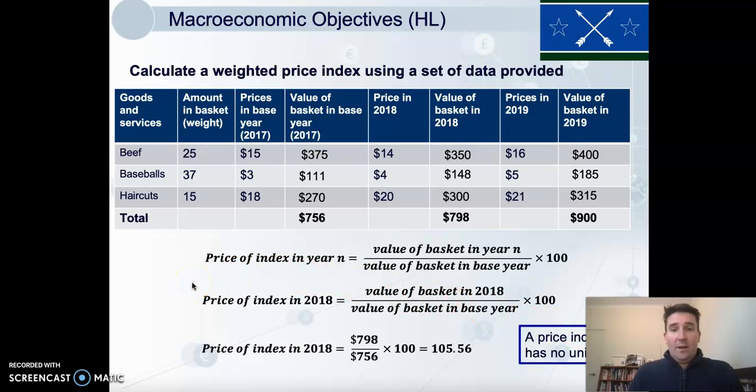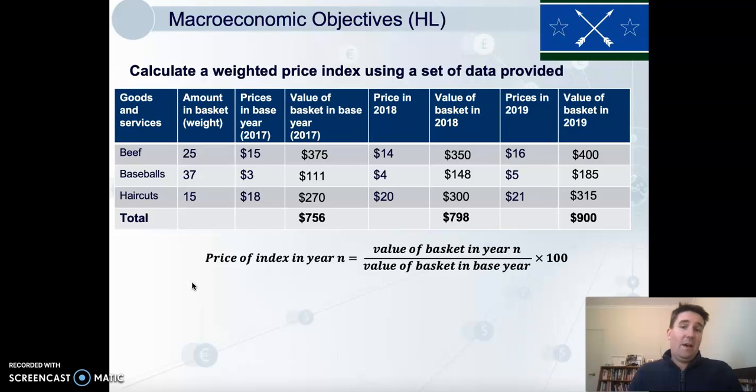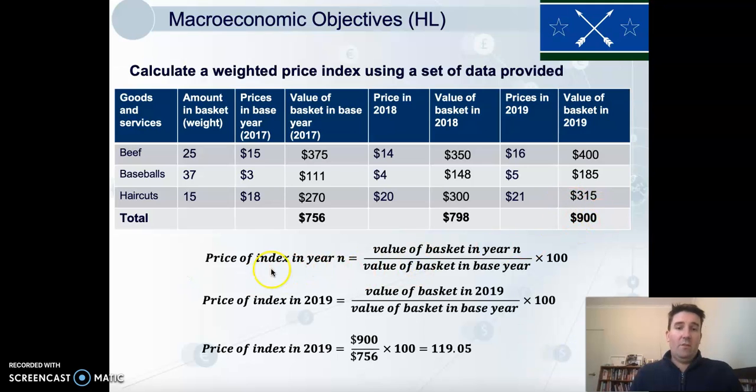Calculating the price index for 2019, same pattern. So we do 900 divided by, again, the base year 756, times 100 equals 119.05. We're going to 2 decimal places again.